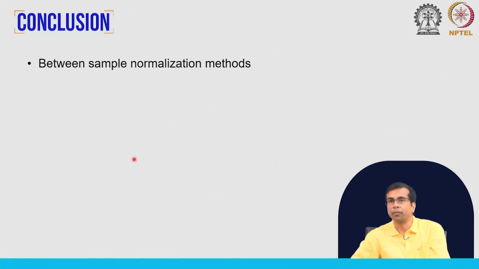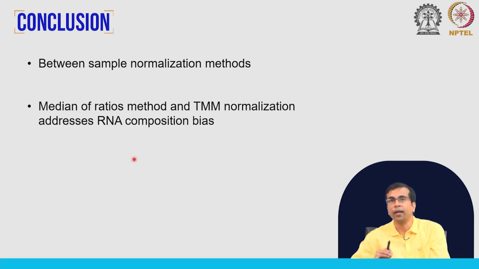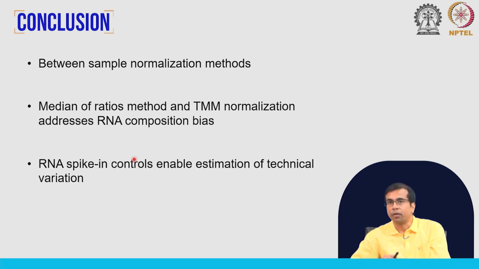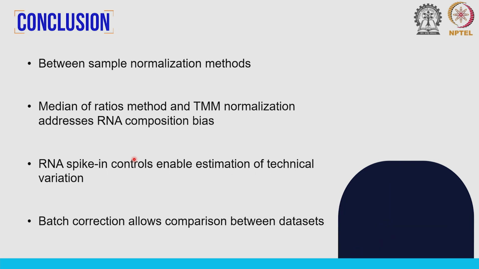To summarize, we have talked about very sophisticated between-sample normalization methods, which can address this RNA composition bias and, of course, other issues. We have talked about two methods that can do this very well: one is the median of ratios method and the other is TMM normalization. We have also talked about the normalization method using RNA spike-in controls, which enable estimation of technical variation. We have seen the data right after normalization, and we have also talked about batch correction that allows us to combine data sets and compare across data sets. Thank you.